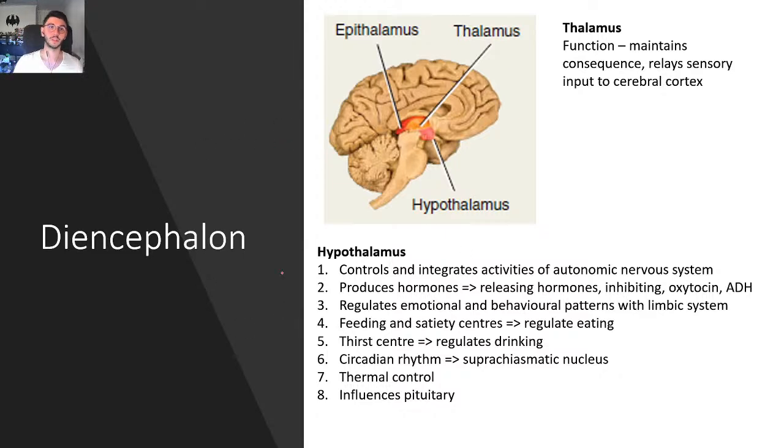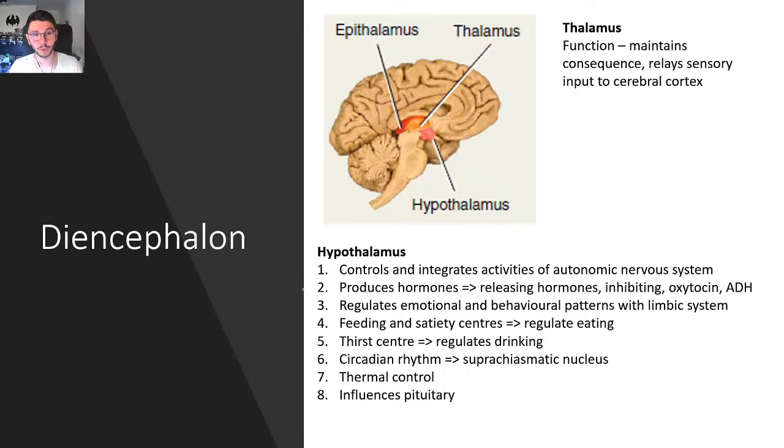There's also, once you eat and you feel that you're sated, that's your satiety centers, that's for eating, how much you want to eat. Thirst centers, so it motivates you to drink, therefore that's why ADH is produced there as well. It monitors and controls our circadian rhythm, so this is our sleep, and what does that is called the suprachiasmatic nucleus. Basically means it's found above the optic chiasm.